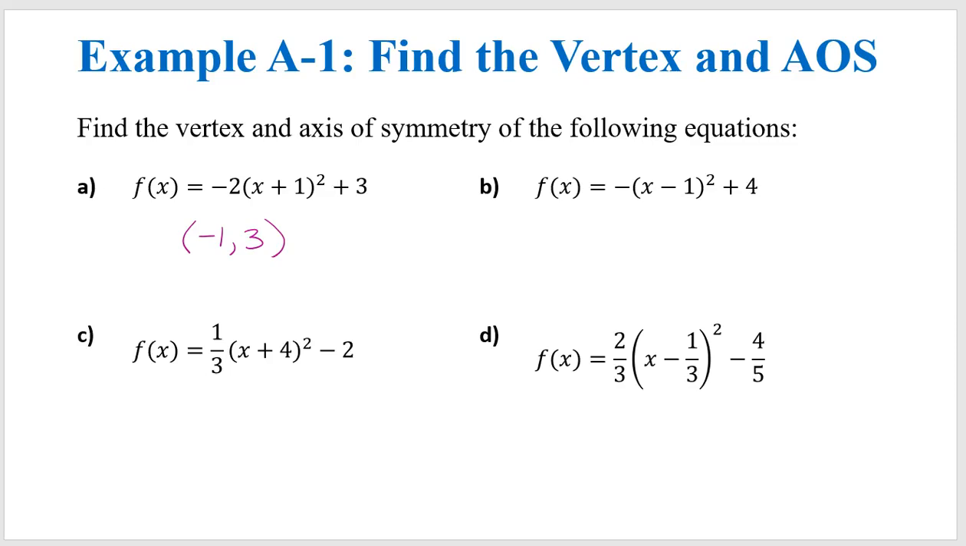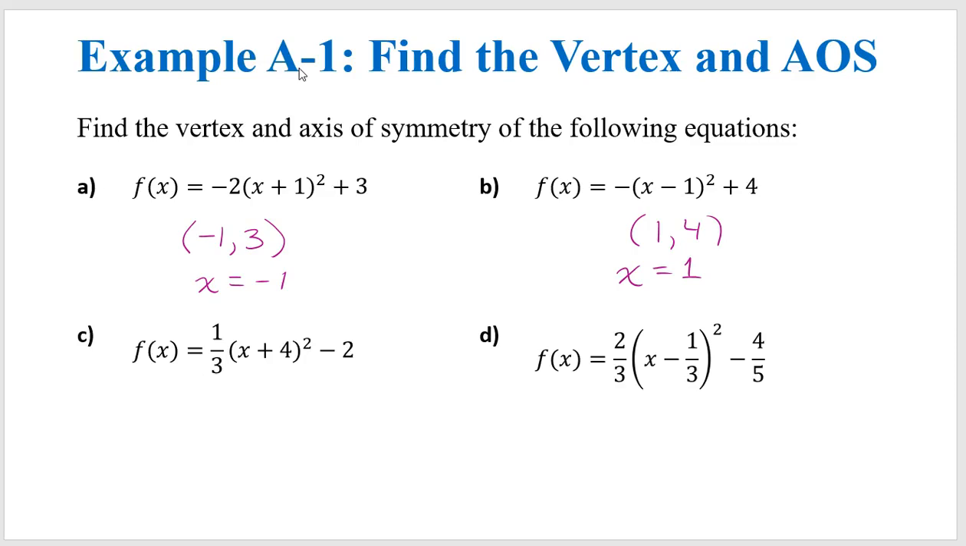And because of that, we know because the h value is -1, that our axis of symmetry is going to be x equals -1. So vertex form, it's right there in front of you. B is the same thing. It's also in vertex form. I see all these in vertex form. That makes that easier. So this would be (1, 4). So remember, it's x minus h. So h is just 1. And then my axis of symmetry would be x equals +1.